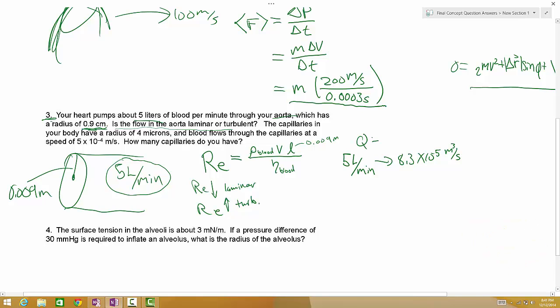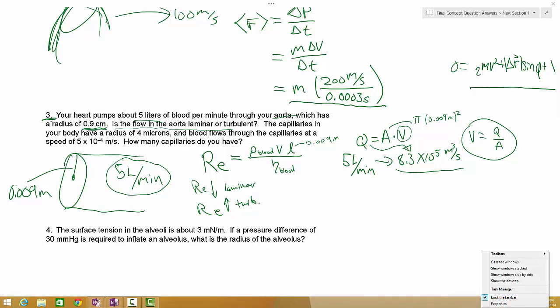And don't forget that Q is also equal to the area times the velocity. And here we know that the area is going to be pi times 0.009 meters squared. And we know that this is the flow rate, so Q is the flow rate. From these two, we can find what the velocity is. Just rearrange that equation to get V equals Q over A. And then with this, our radius as L and the density and viscosity of blood, we can figure out whether or not the Reynolds number is small, laminar, or big, turbulent.